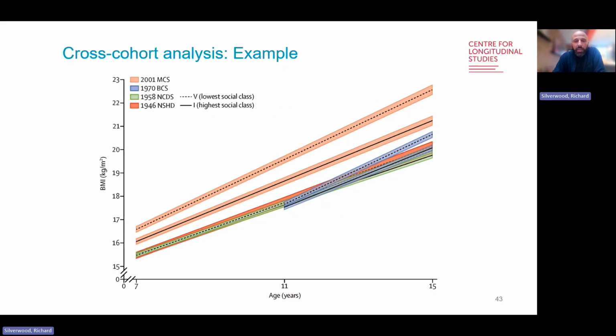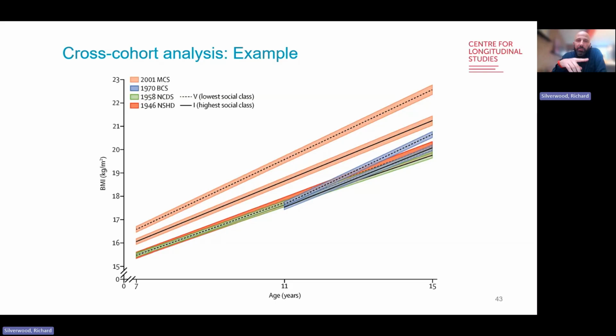So we've got age on the x-axis, BMI on the y-axis. Each of the different colors relates to one of the different studies. The dashed lines and the solid lines relate to the lowest and highest social class groups, respectively. So from this plot, we can still make within cohort comparisons. If we look at a single line relating to a single cohort, we can see whether BMI changed within that cohort and within that social class group with age.